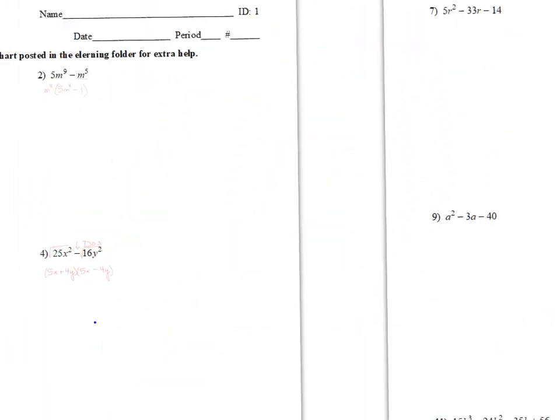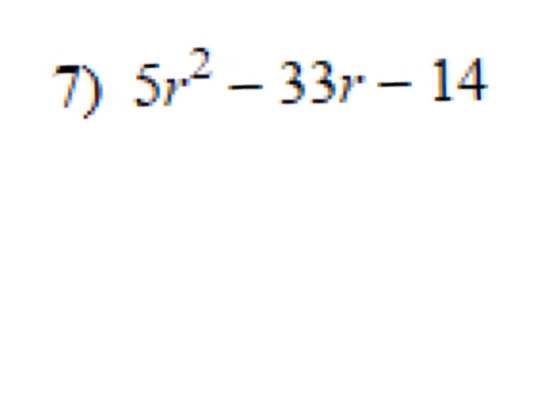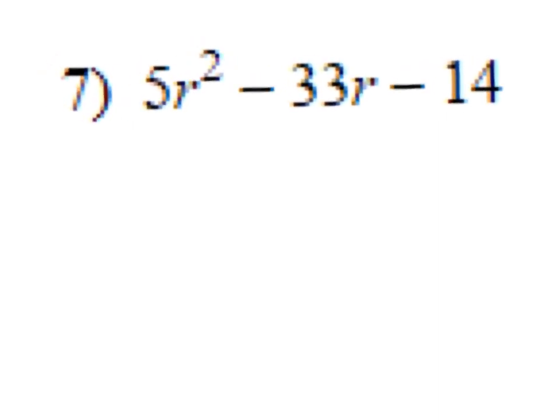All right, going over to the next page here, number 7. Okay, so unfortunately on this one, there is no GCF. I do have a number out front, so I have to go ahead and start my list. 1 times 5, 1 times 14, and 2 times 7. All right, so I'm doing inside, outside until I find something that works here.